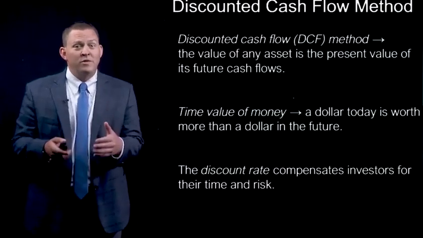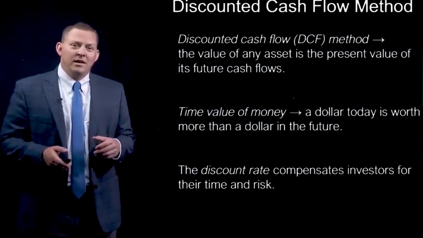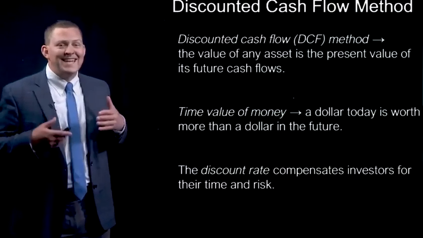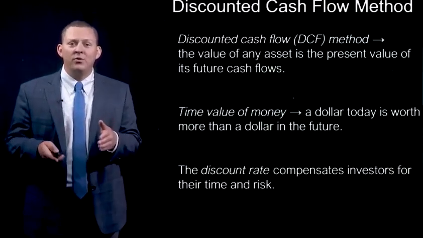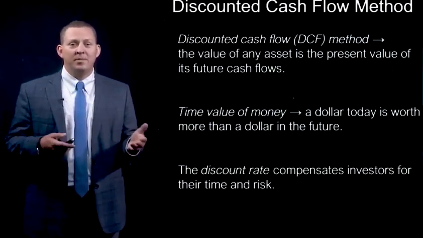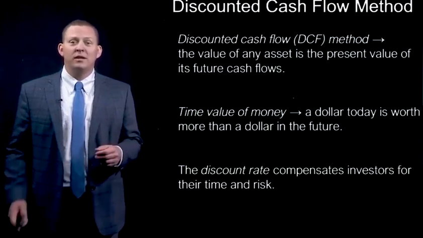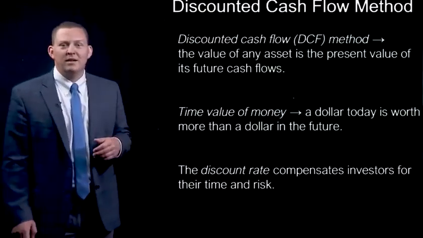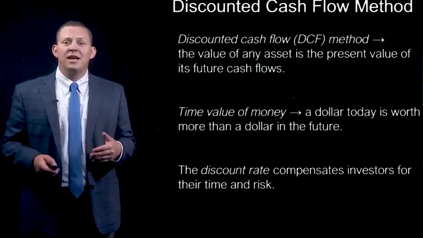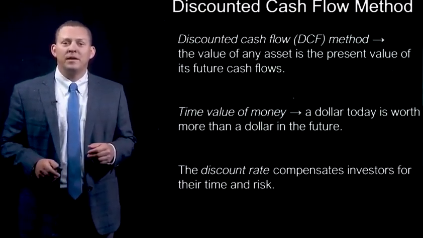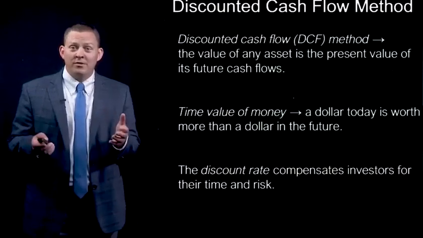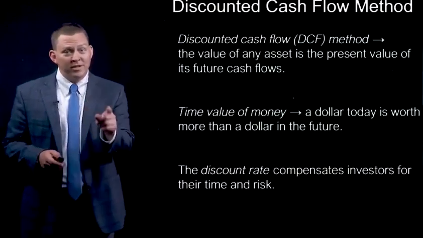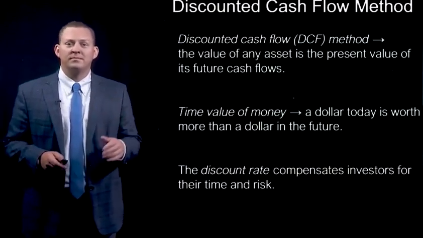First, a brief overview of the discounted cash flow method. The key understanding of this method is that the value of any asset is the present value of its future cash flows. We can apply this to almost any asset, debt or equity. It relies upon two important things. First, the time value of money. The time value of money means that $1 today is worth more than $1 in the future. We're able to figure out those values by using a discount rate, which will compensate investors both for their time but also for their risk.